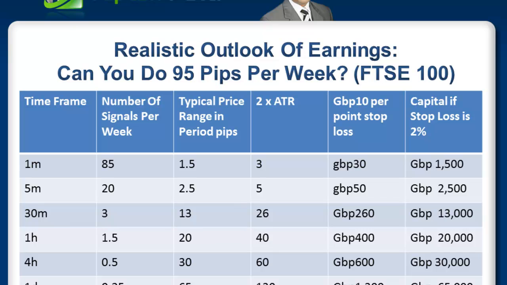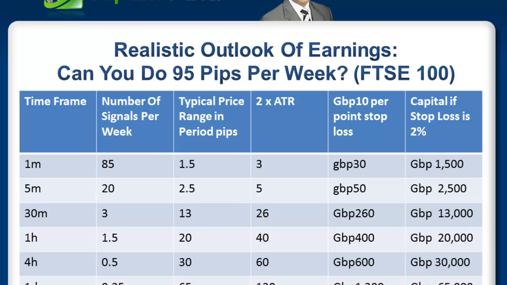Time frames. The number of signals per week is about a quarter. In other words, what that means is that every 4 weeks you get 1 signal if you're looking at the daily charts. And the typical price range in any given day is about 65 pips. So your stop loss would be 2 times your daily range, based on my stop loss methodology, which I've put in a different video. So if your stop loss is 130 pips, then at £10 a point, you'd be risking £1,300 if your stop loss was hit.